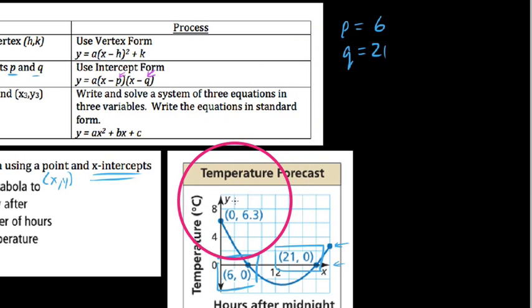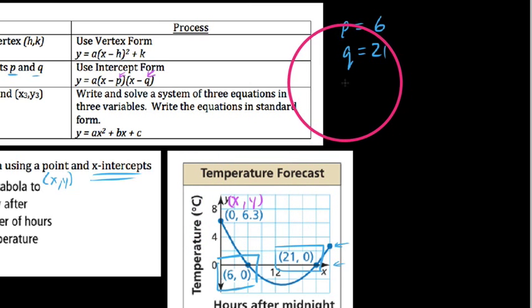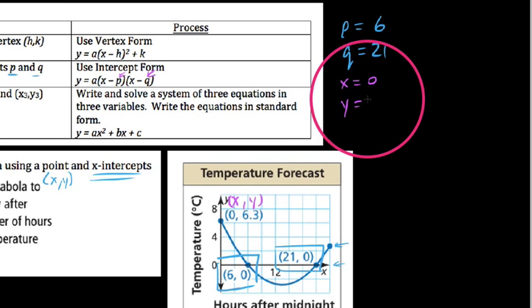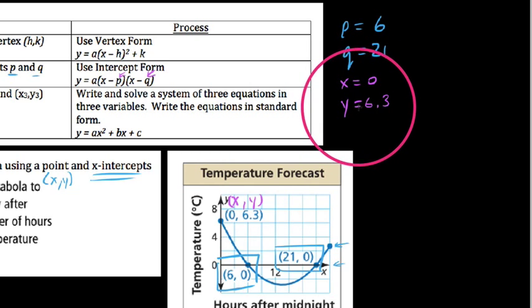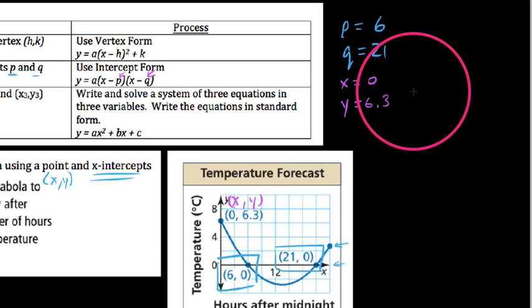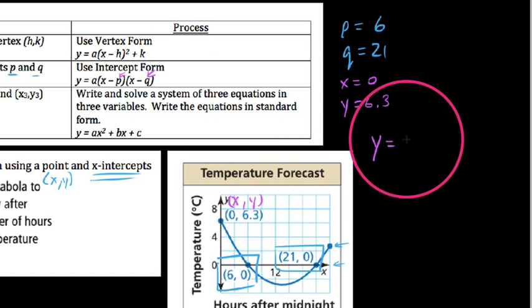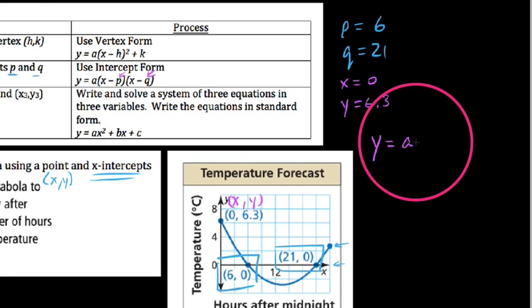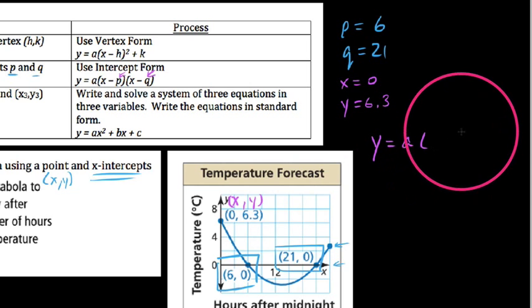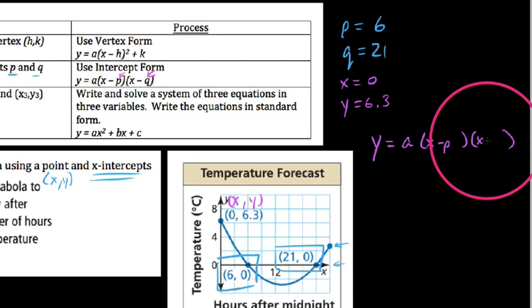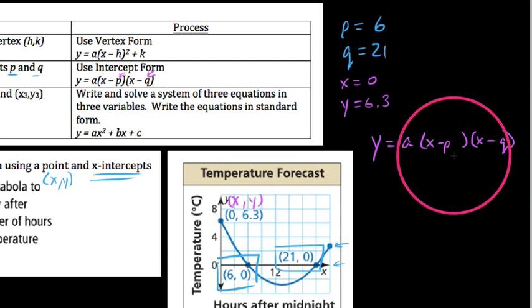And then the other thing we want to mention here is this. We know some point on the graph, and we're saying that this is some point x comma y. So we know that our x value here is equal to 0 and our y value is 6.3 degrees Celsius if and only if the x value is equal to 0. Using this information, we'll plug it into our intercept form, which looks like this. We have y equals our a value, which tells us whether it opens up or down. And then we have x minus our first intercept, x minus our second intercept, p and q respectively.